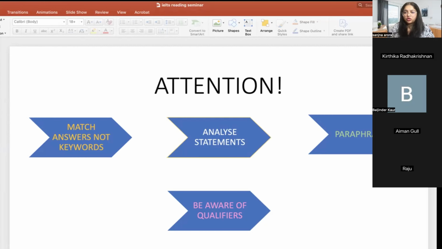If in the passage also it is written "always", or it is just a general statement where the word "always" is missing, because that is how you are most of the times going to mark your answer incorrectly.